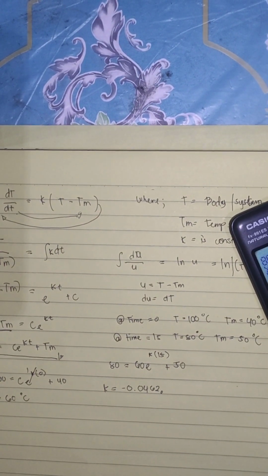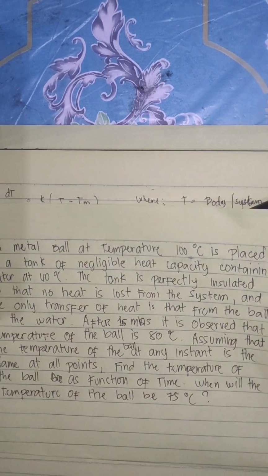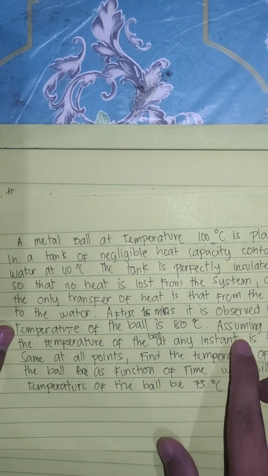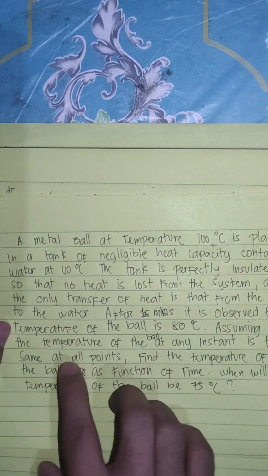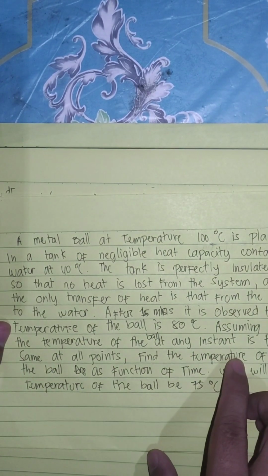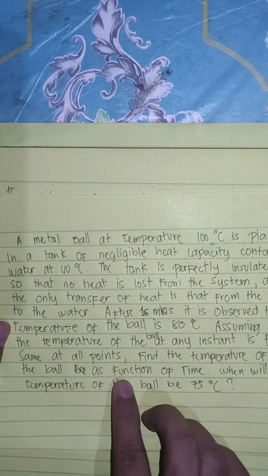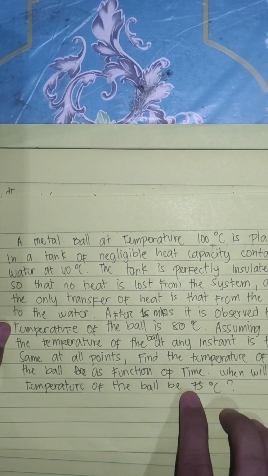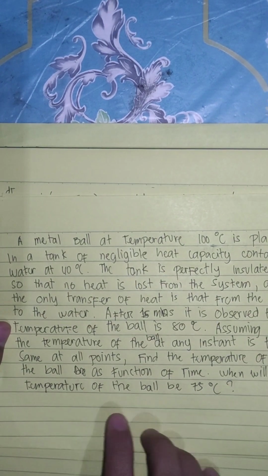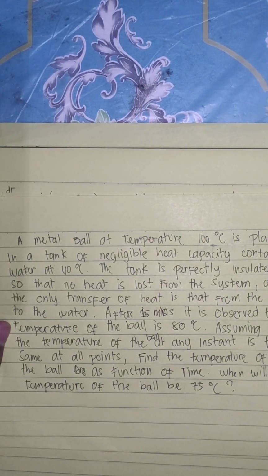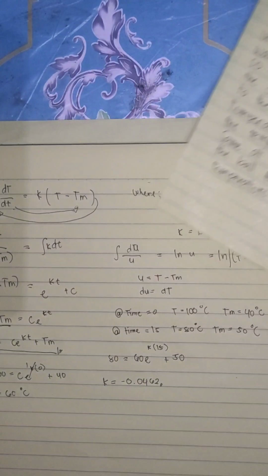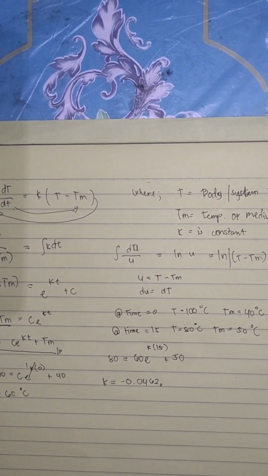So here, this problem says that assuming that the temperature of the ball at any instant is the same at all points, find the temperature of the ball as function of time. When will the temperature of the ball become 75 degrees Celsius? So the problem here is the time. So how do we solve the time?